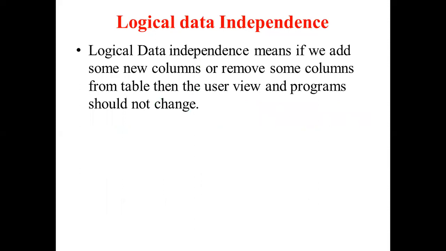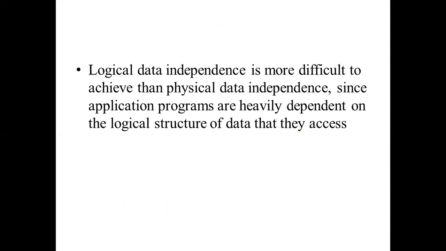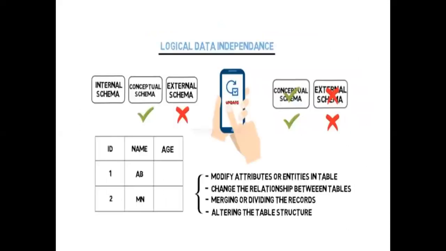Logical data independence means if we add some new columns or remove some columns from the table, then the user view or the program should not change. For example, any changes that take place in the conceptual schema are not going to affect the external view of your application. Let's say we add some new attributes to a table in a database. You are modifying at the conceptual level, but it will not affect the external schema.